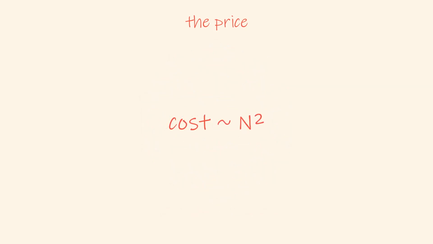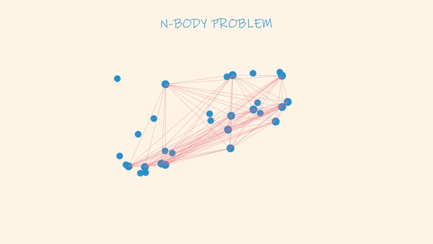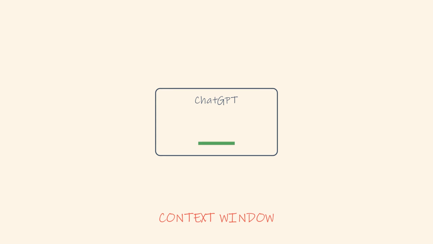In physics terms, that's the same structure as the n-body problem, where every particle pulls on every other particle. The more particles you add, the more the combinations explode. This is exactly why ChatGPT has a limit on how much it can read at once. Its context window, and much of the technology built for handling long documents, at its core is really about taming this squared explosion.